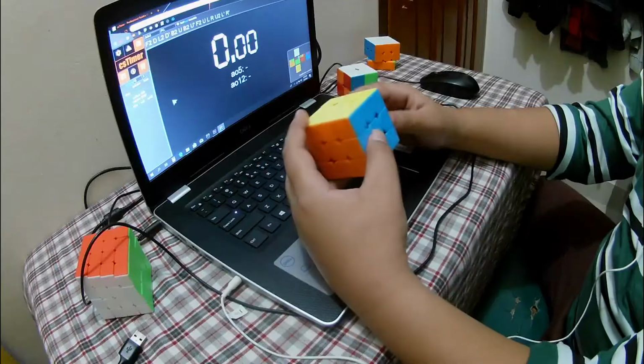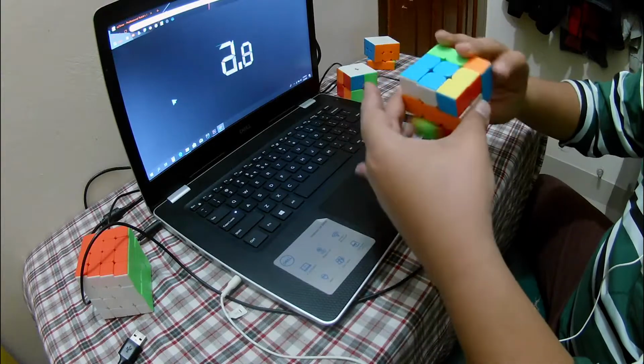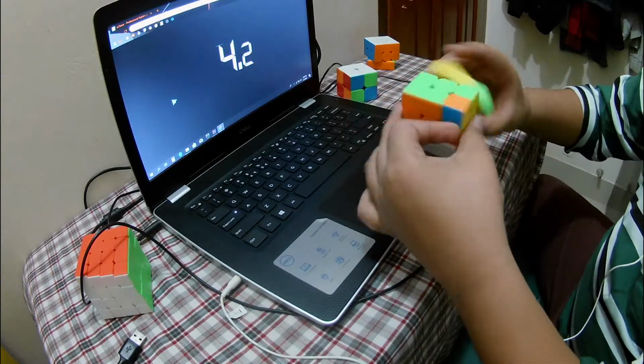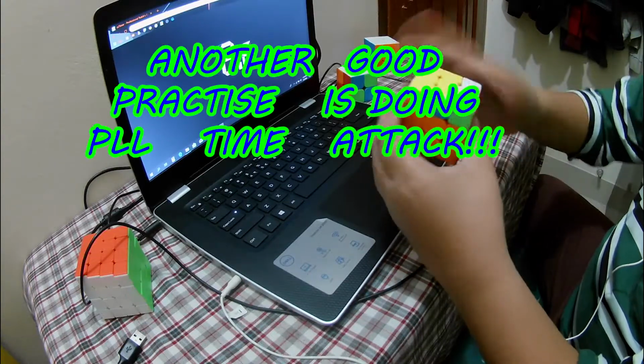Or if you have problems doing it with your left hand, you can practice by drilling your algorithms. That will build up your habit of doing algorithms in your solve.